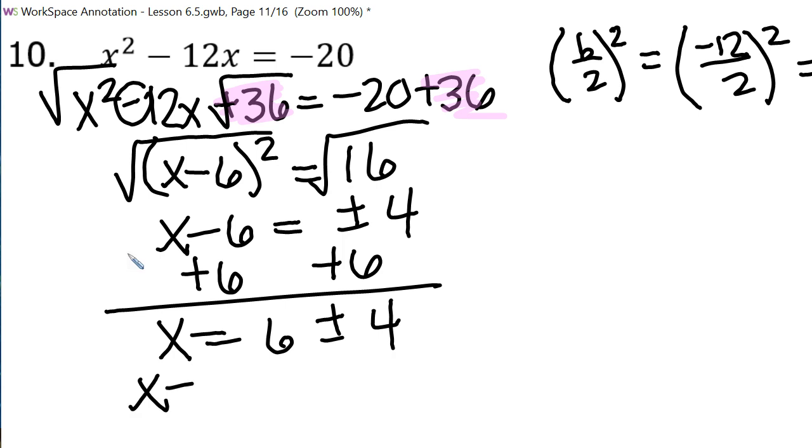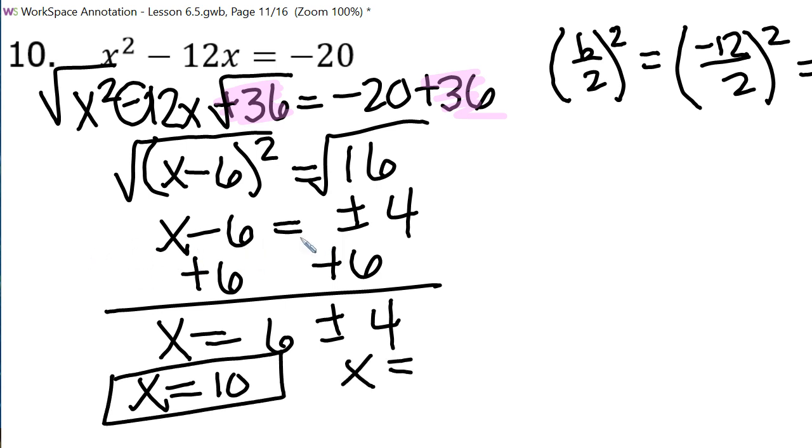Write your 2 answers. So for the first answer, do the addition. So it's 6 plus 4. Now subtraction. What is 6 minus 4? 2. So 10 and 2 are the two solutions.